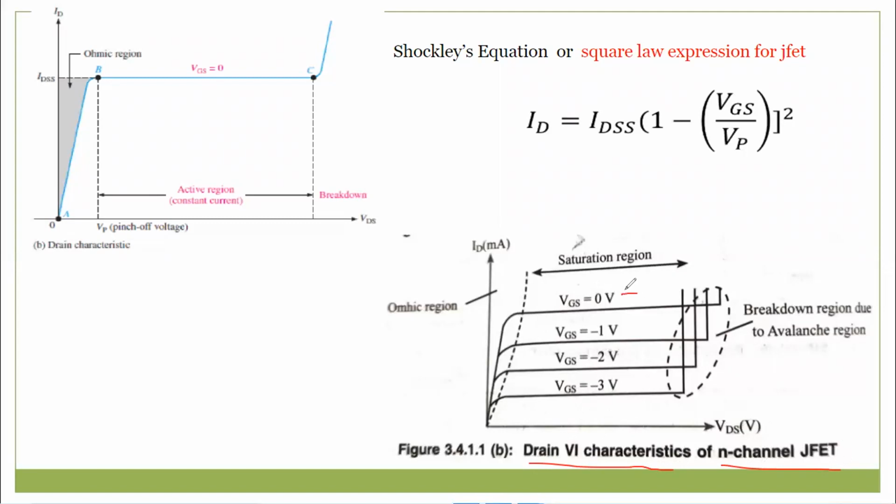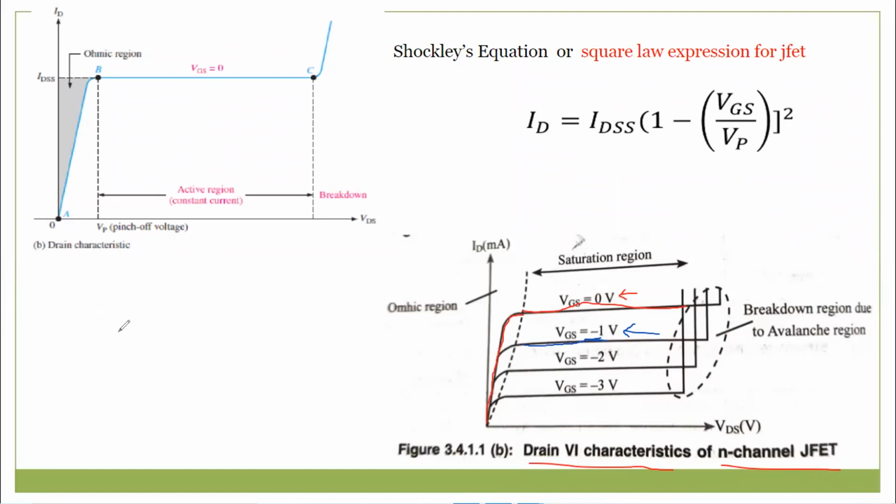Now initially this explanation is over. At VGS equal to 0, I got some constant current during the saturation region. This is a region where the current increases with the drain voltage. Now, if I increase this VGS, that is VGS equal to -1, then what happens? The drain current value will reduce.